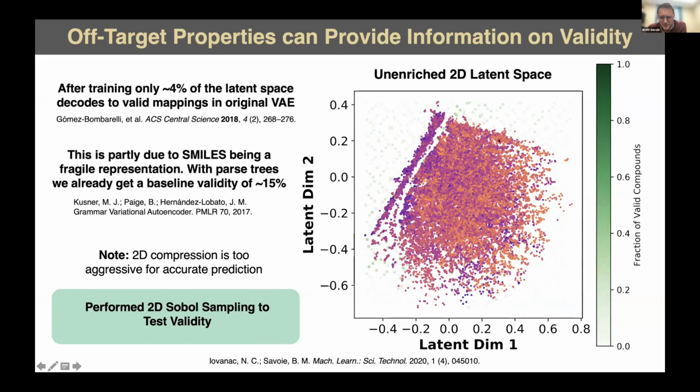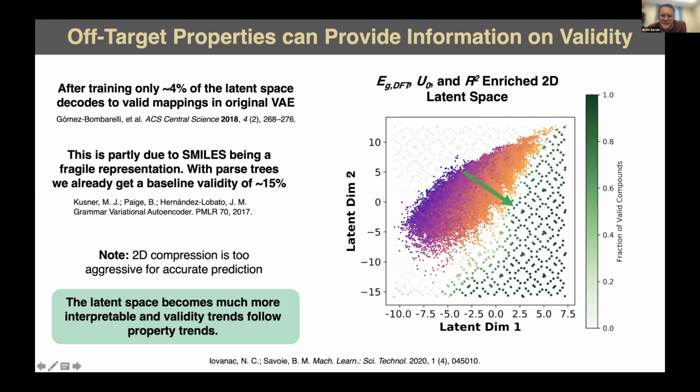So there's no organization with respect to validity. If we look at the baseline validity, I think it was around 15%. So only 15% of these decoded points on average are decoding to valid molecules. The original autoencoder only decoded about 4% successfully. So these parse trees are a better representation, but it's still not doing a very good job, albeit in a two-dimensional search space. So what happens if, even in this two-dimensional search space, I asked it to also predict band gap, also predict internal energy, also predict spatial extent?